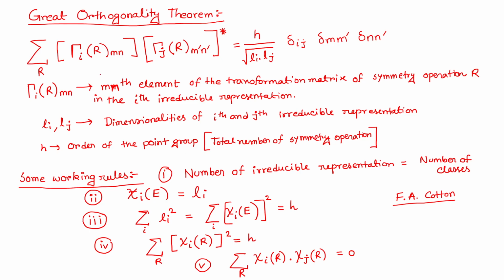I will tell you how you get from these matrix elements to this character. I can show it to you right now. Okay, I will do that. Maybe this proof will help you to understand what I am trying to say. Working rule 3, working rule 4 and working rule 5.